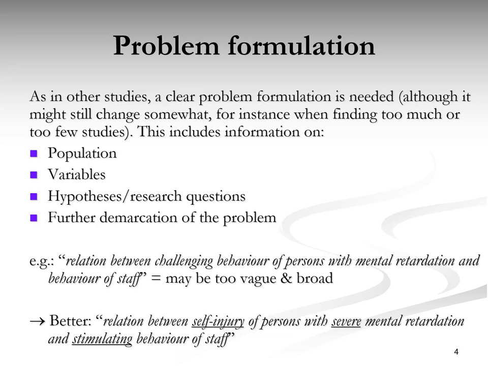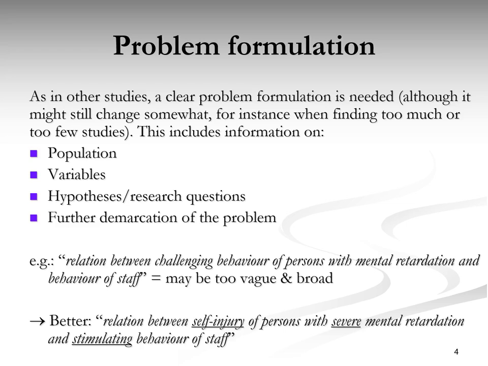To give an example, suppose in a study one is interested in the relationship between challenging behavior of persons with mental retardation and the behavior of staff. This research question may be too broad. If you would do a meta-analysis, then it is possible that you will find a lot of studies and also very heterogeneous studies. So it may be a better idea to limit the problem somewhat.